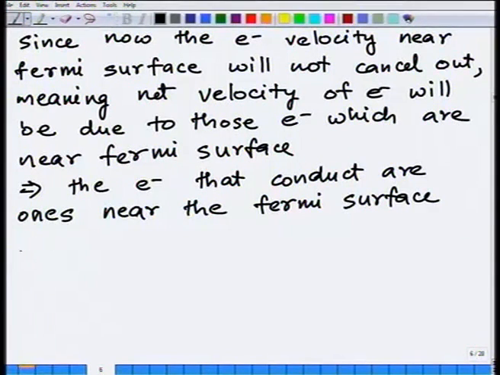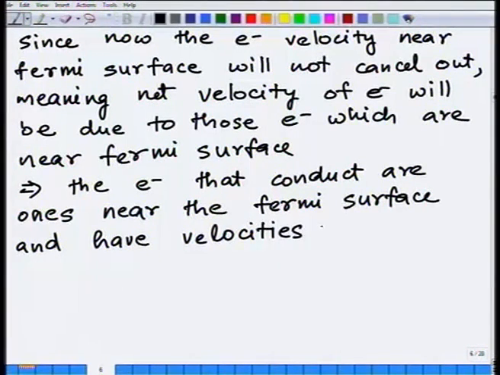and have velocities approximately as Vf, Fermi velocity, which you recall was 10 to power 8 centimeters per second, not 10 to power 7 centimeters per second as we assumed in Drude's theory. Therefore, you can see the first error which was in Drude's theory, and now we have a better estimate of what the velocity of electrons that conduct should be.